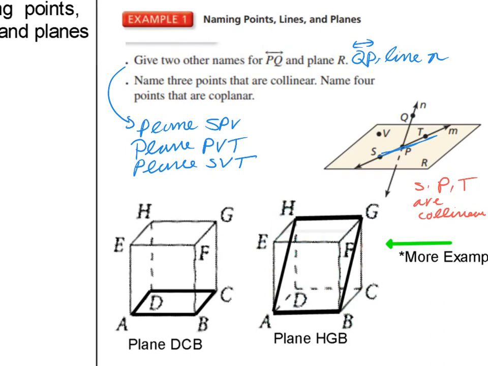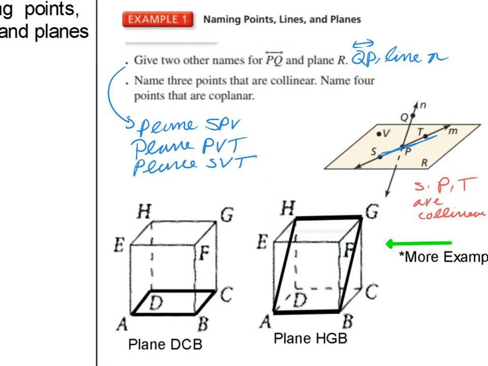Okay, name 4 points that are coplanar. Yes. Yeah, they're all coplanar. Can we use all 4 points at once to name the plane? No. We name a plane with how many points? Anyone? 3. And those 3 points cannot all lie on the same line.